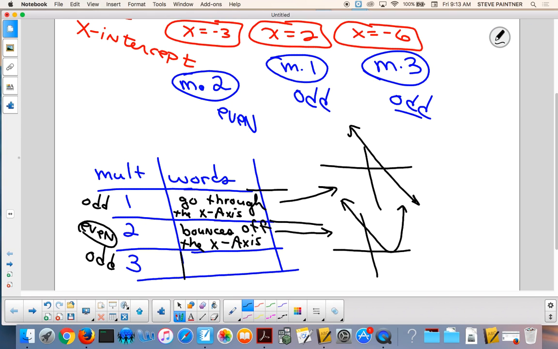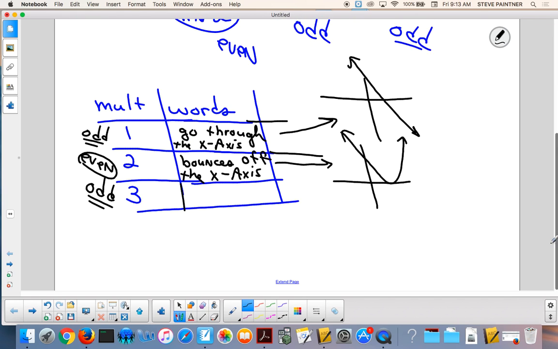3 is what? Odd. So it'd be the same as 1. There's a little difference, so I'll show you. Put this definition in there. It goes lower. Okay, well, watch this. It goes like this. It comes down, down, down, and it's going to hit and go through, but watch what it does.